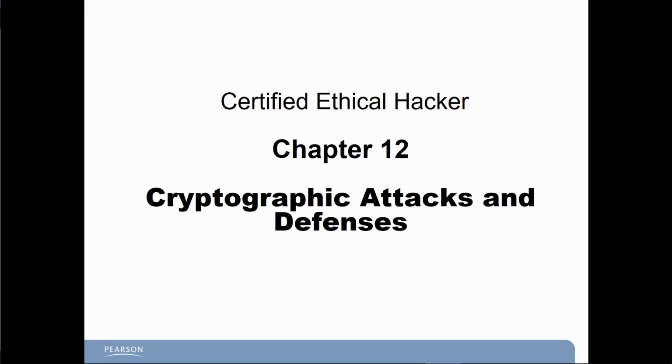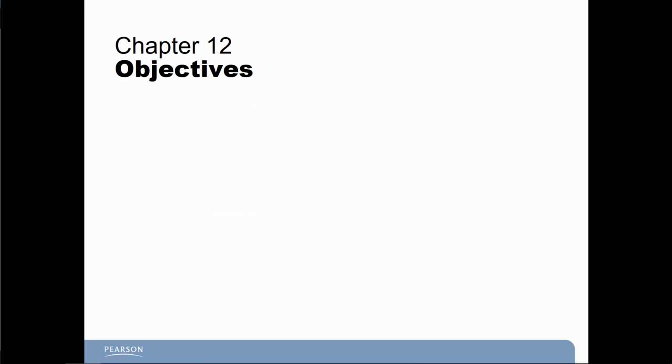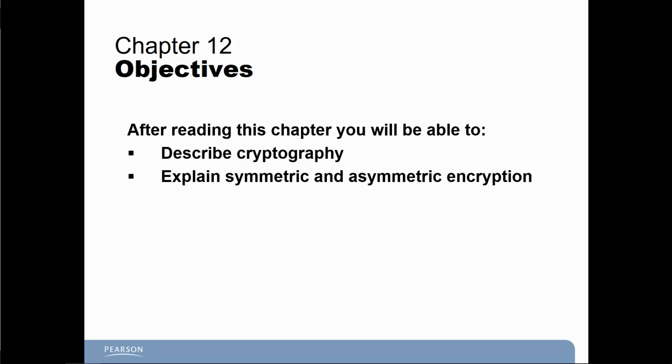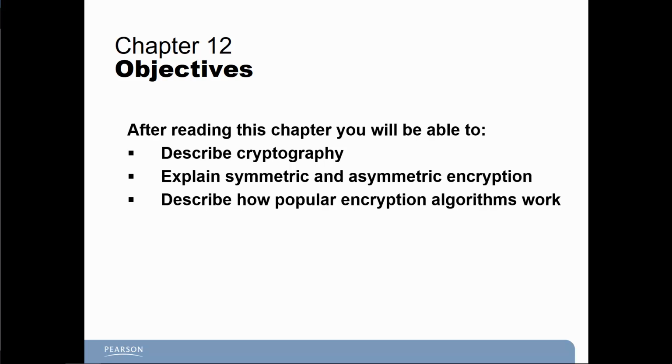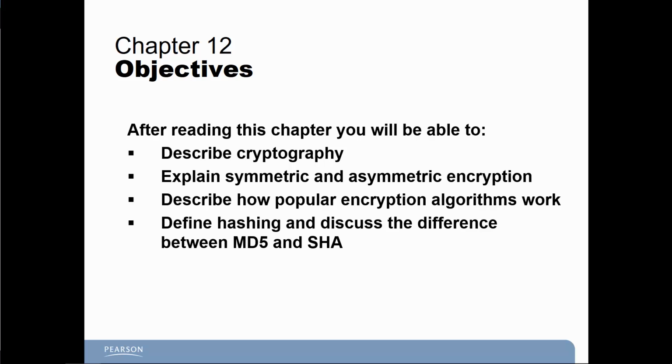Welcome to Chapter 12. This chapter focuses on cryptography attacks as well as defense. What we're going to be learning about is the different types of cryptography, what it is. We're going to be looking at the different types of keys for encryption, symmetric and asymmetrical. We're going to be looking at popular encryption algorithms. We're going to be looking at things like MD5 and SHA and discussing the differences between these types of hashes.